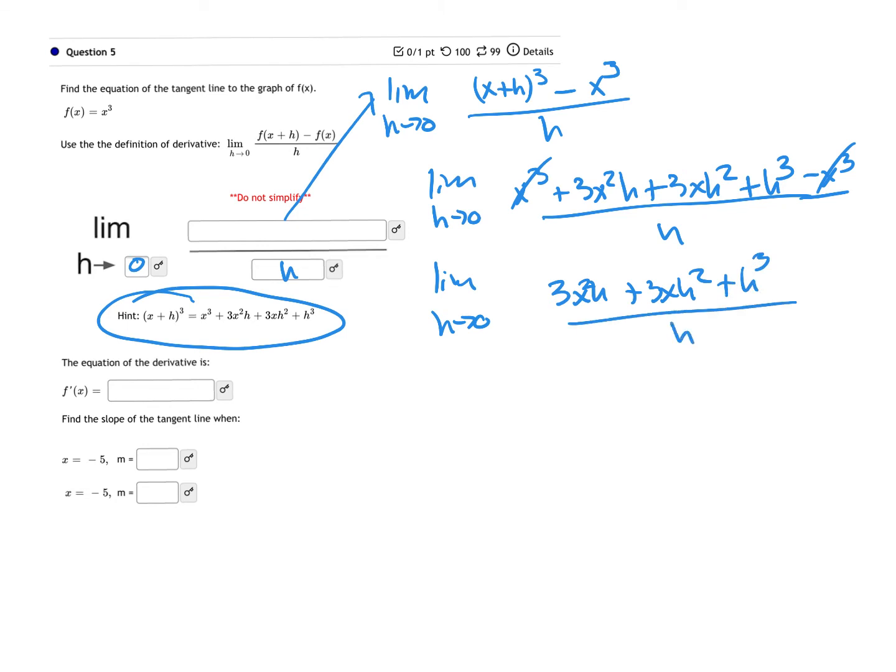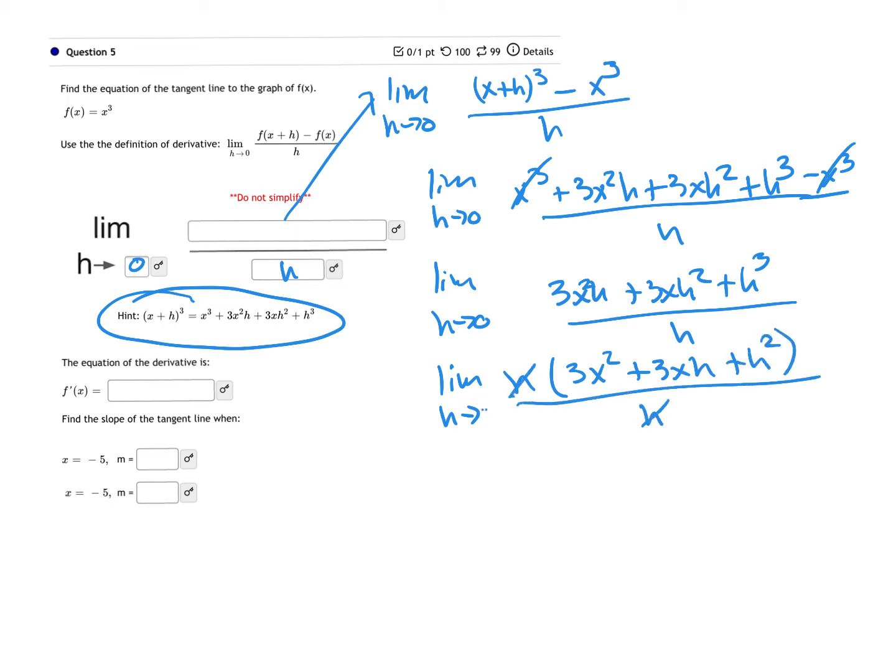Now, on top, you'll notice that there is an h in each term, so I can factor an h out. That gives me 3x squared plus 3xh plus h squared, all of that over h. So I'm going to cancel out my h's and have the limit as h approaches 0 of 3x squared plus 3xh plus h squared. So if I put a 0 in place of h, I'll have a 0 there, a 0 there, so my answer will just be 3x squared.